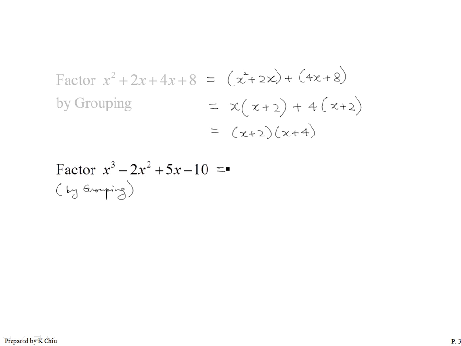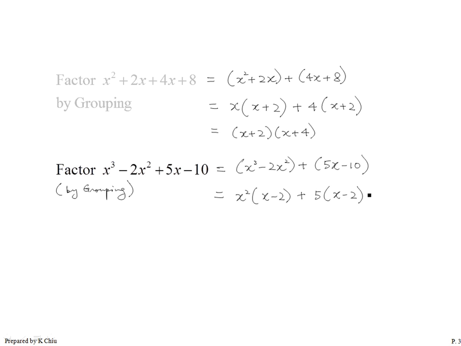So let's see how we are going to do that. We group the first 2 terms together, plus, and then group the last 2 terms together. In the first group, what do we have in common? X squared. So I factor out the x squared, and then I have x minus 2 left. Plus, in the second group, I factor out the 5. So I have 5 times x minus 2.